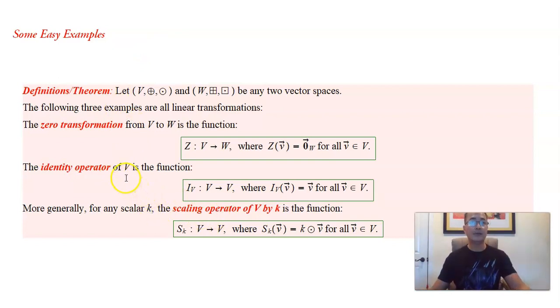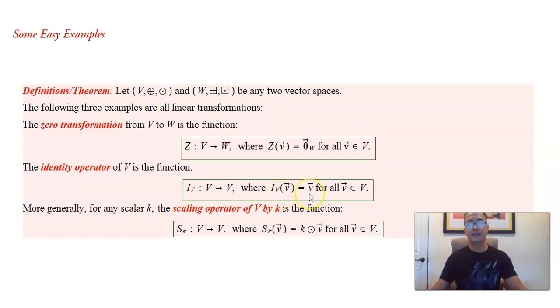Two not so trivial transformations. We have the identity operator. So if the domain and codomain are the same, as usual, we will call T an operator. So the identity operator simply outputs the same input.